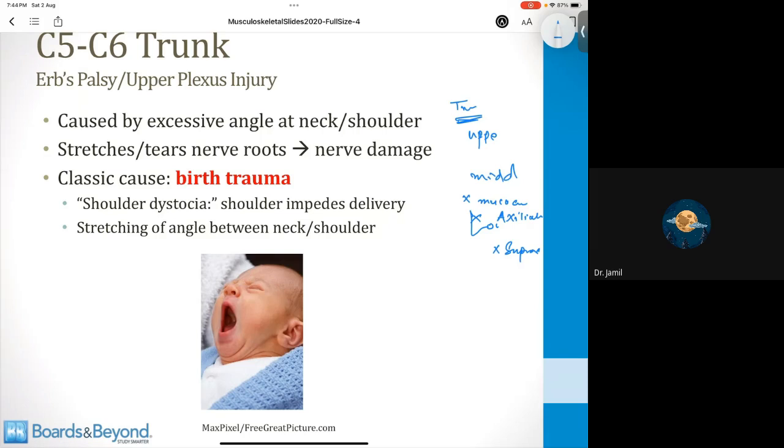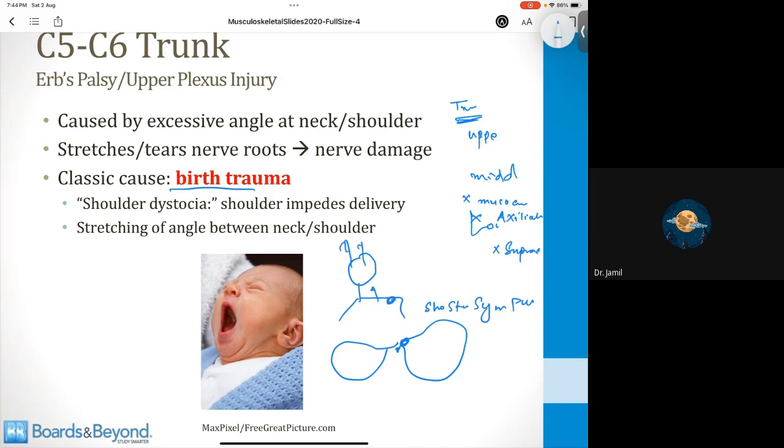Okay. So during birth, for example, if the mother is giving birth to a baby, sometimes as we are moving the baby out of the vaginal canal, his shoulder can get stuck in the symphysis pubis. So if this is your symphysis pubis, the shoulder can sometimes get stuck here. And as we are pulling the baby by the head, the angle between the head and the shoulder would increase.